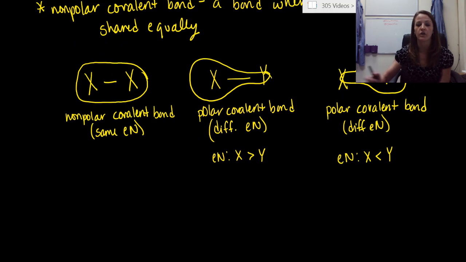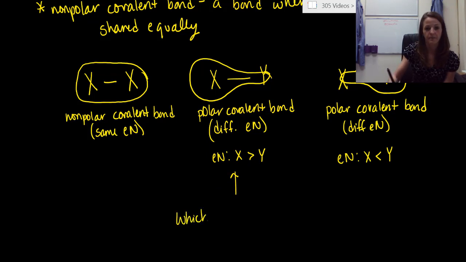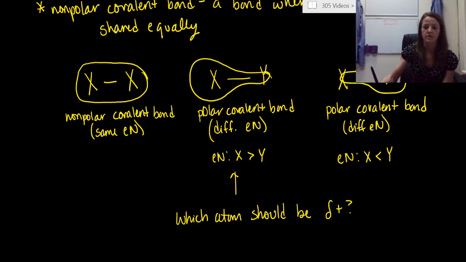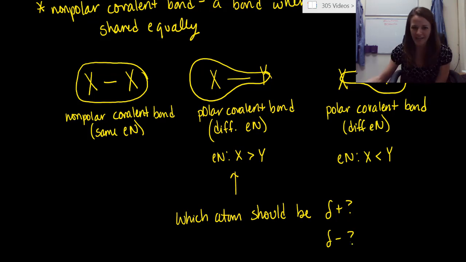So before I move any further, I want to make sure we're all on the same page, and let me ask you a question about this structure right here. For this one, where our electronegativity of X is greater than Y, which atom should be labeled our partial positive and our partial negative? Go. Did you get an answer?